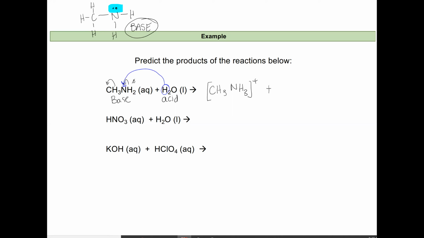Now what's left from my water? My water is going to lose a hydrogen, so now instead of being OH2, it's just OH. Because it lost that proton and gained the electrons it had in that bond, it's going to have a negative charge. So looking at these two, my positively charged amine is going to be my conjugate acid, and my hydroxide is my conjugate base. And this would be a base dissociation reaction, because I started with a base and water.